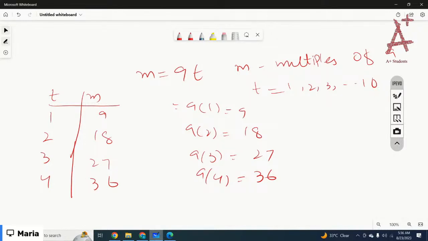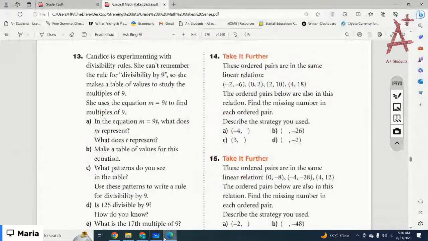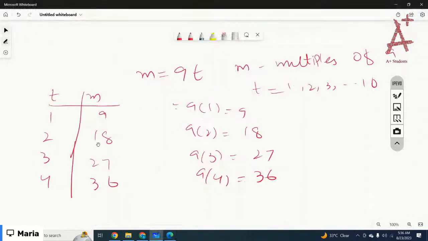Then what pattern do you see in the table? You increase t every time by 1 and m is increasing by 9 every time. Isn't it? That is actually the pattern, right?